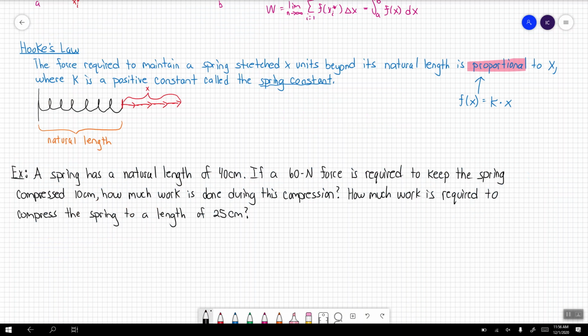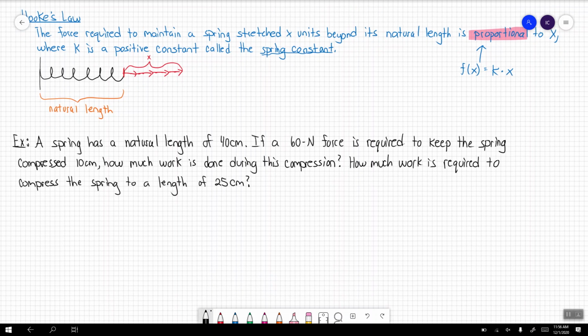All right, so here's a question that we're working with now. This says that a spring has a natural length of 40 centimeters. If a 60 Newton force is required to keep the spring compressed 10 centimeters, how much work is done during this compression? Also, how much work is required to compress the spring to a length of 25 centimeters? All right, so we have a few things to do here.